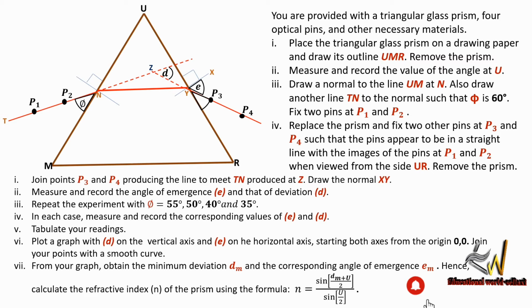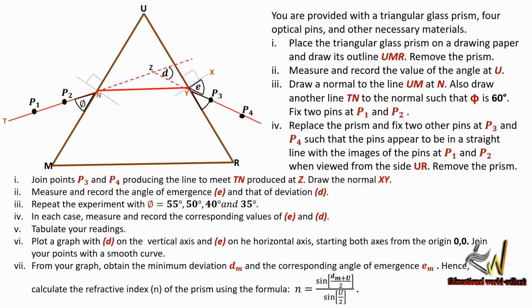Fix 2 pins at P1 and P2. Replace the prism and fix 2 other pins at P3 and P4 such that the pins appear to be in a straight line with the images of the pins at P1 and P2 when viewed from the side UR. Remove the prism. Join points P3 and P4, producing the line to meet TN produced as Z. Draw the normal XY. Measure and record the angle of emergence E and that of deviation D.